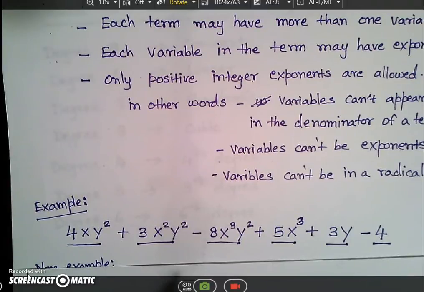Each term is distinct from each other, meaning none of the terms have the same combination of variables. This is an xy squared, this is x squared y squared. So this is not the same. xy squared and x squared y squared is not the same. x cubed y squared is not the same. x cubed, that's different from these. y is different from this. 4 does not have any variable.